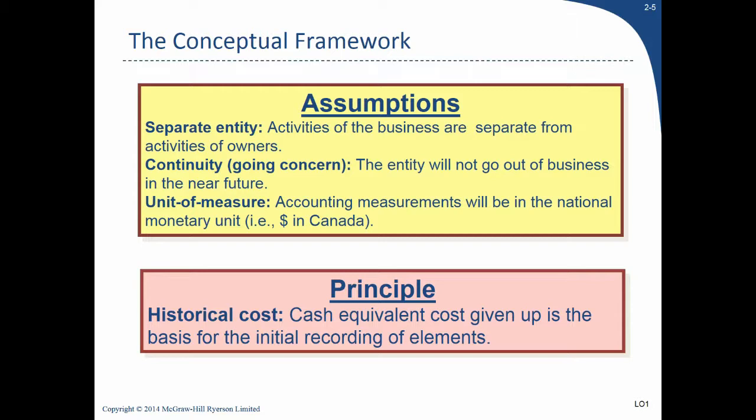Another principle is historical cost. So when we go out to buy a piece of equipment for $10,000, it gets recorded on our books, on our statement of financial position at $10,000, which is the cash equivalent cost given up as the basis for the initial recording of the elements.